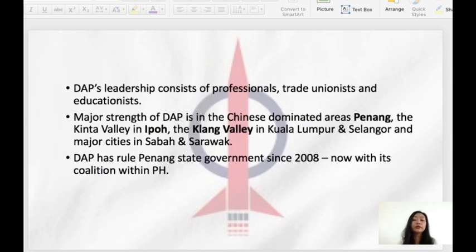DAP's leadership consists of professionals, trade unionists, and educationists. The major strength of DAP is in the Chinese-dominated areas: Penang, the Kinta Valley in Ipoh, the Klang Valley in Kuala Lumpur and Selangor, and major cities in Sabah and Sarawak. DAP has ruled the Penang state government since 2008 until now with its coalition within Pakatan Harapan.